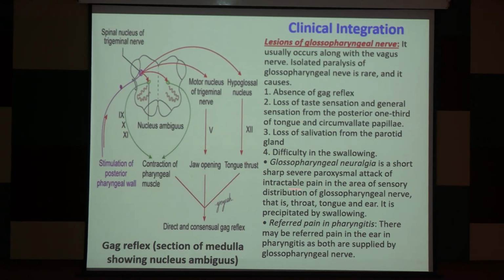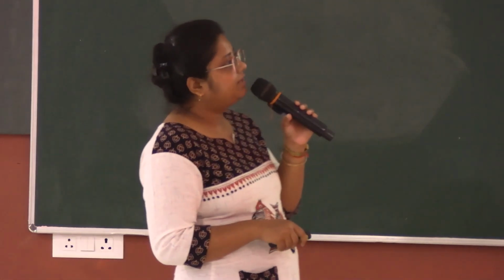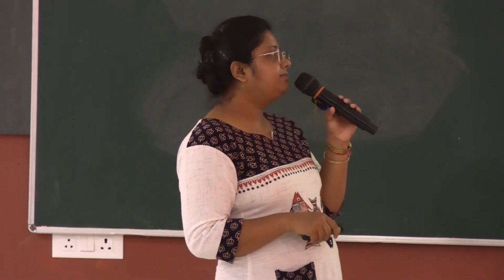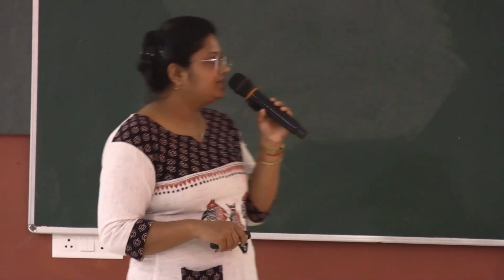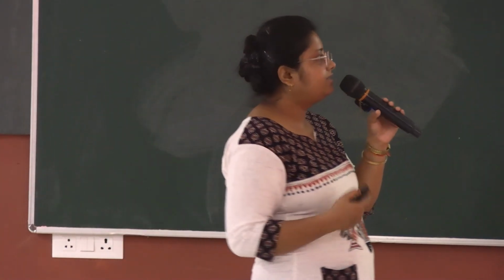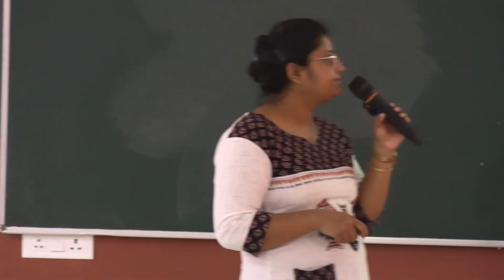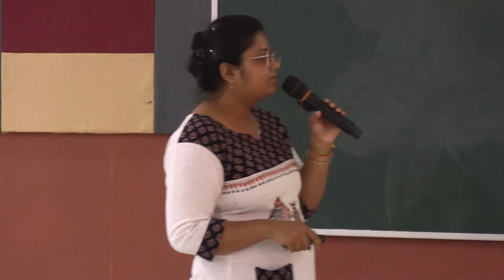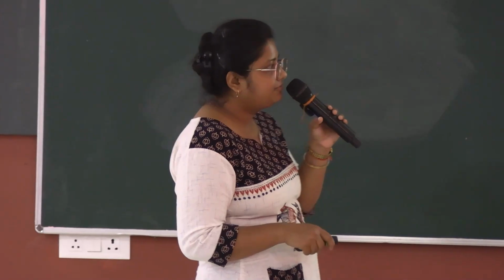It is a short, sharp, severe paroxysmal attack of intractable pain in the area of sensory distribution of the glossopharyngeal nerve in the throat, tongue and ear, and it is precipitated by swallowing. Referred pain in pharyngitis. This is very important. You should be able to explain why pain occurs in the ear during pharyngitis. There may be referred pain in the ear in pharyngitis as both are supplied by the glossopharyngeal nerve.